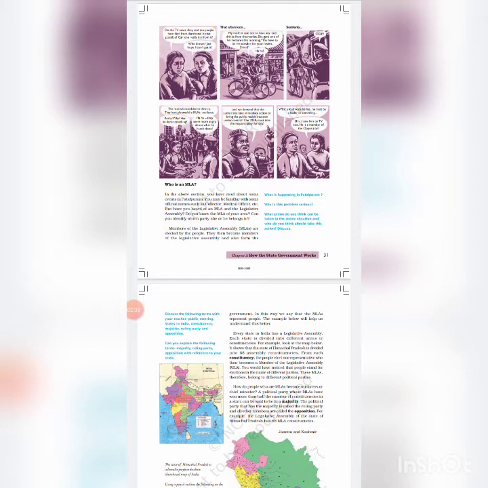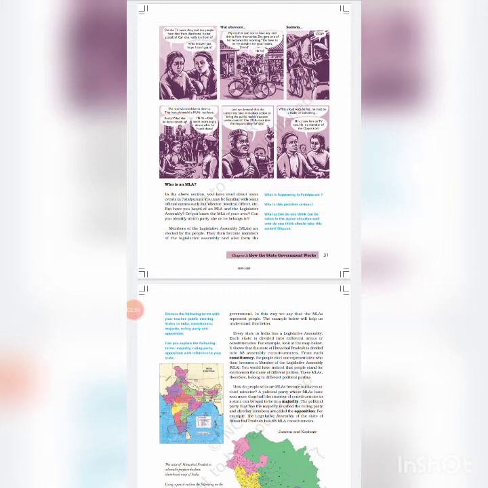An MLA is a member of the Legislative Assembly. He is elected by the people. In this way, he represents people. Each state in India has a Legislative Assembly.